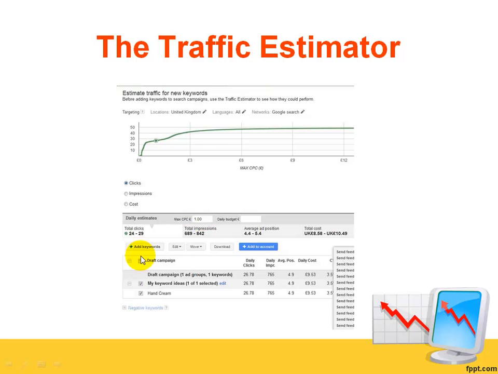So with a bid of £1 a click, Google estimates that you would get between 24 and 29 clicks. Okay, that's per day. That's based on them showing your advert between 6 and 842 times. The average position in the listing that you've seen on the right hand side earlier would be between 4 and 5 here. And the total cost per day would be no more than £10.49. Okay, so down here it tells you exactly the number of impressions, the average position, the daily cost, and the cost per click. So that's quite a useful tool to have a look at.